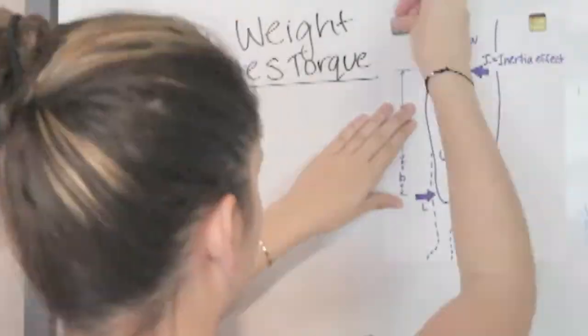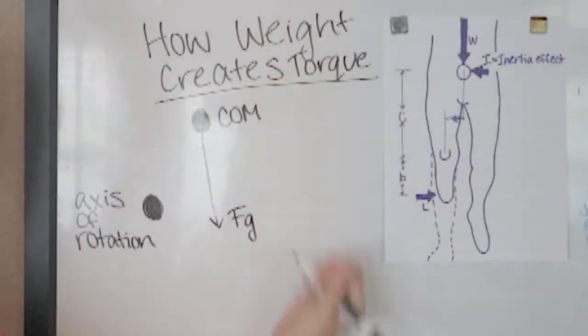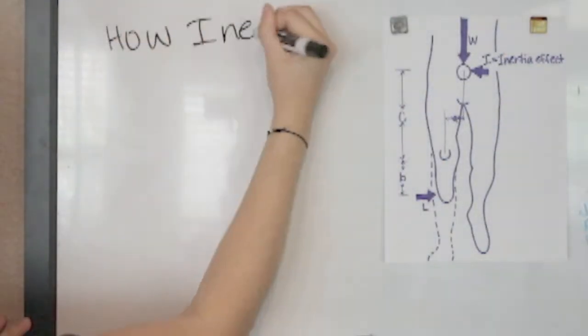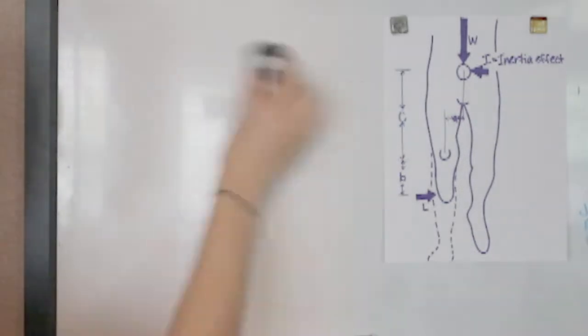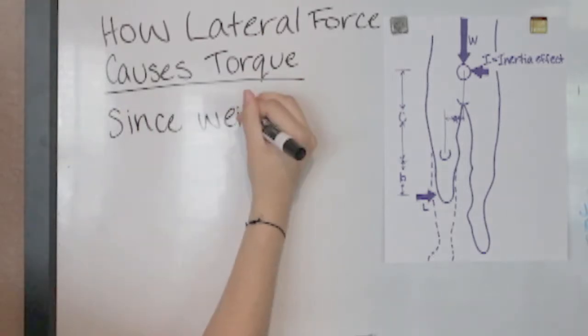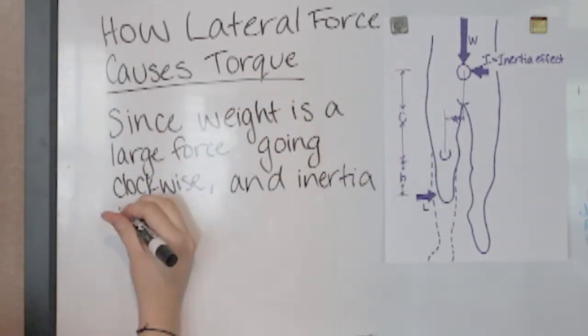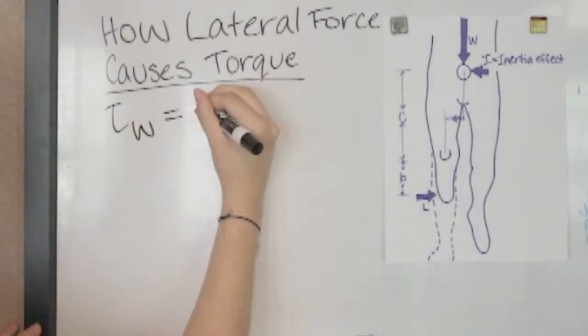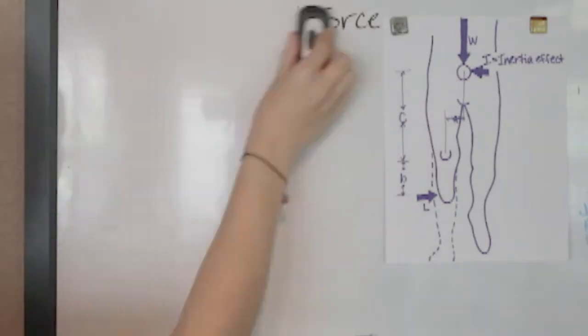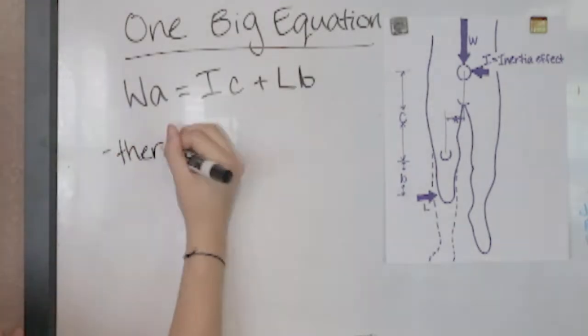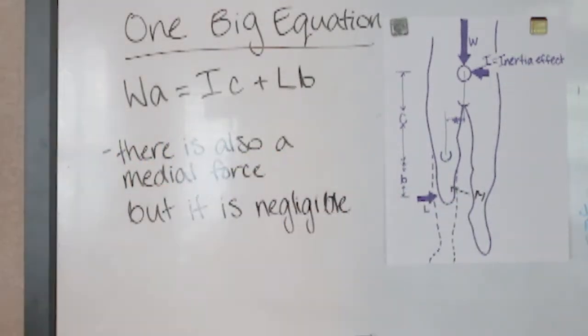The force of gravity applied at the center of mass at a radius a from the knee causes a clockwise torque. The inertia force is applied at the center of mass at distance c away from the knee, causing a counterclockwise torque. Since weight is a large force going clockwise and inertia is a small force going counterclockwise, another counterclockwise torque is needed, which is a lateral force applied at radius b from the knee. Therefore, the equation is WA equals IC plus LB, and the medial force is negligible.